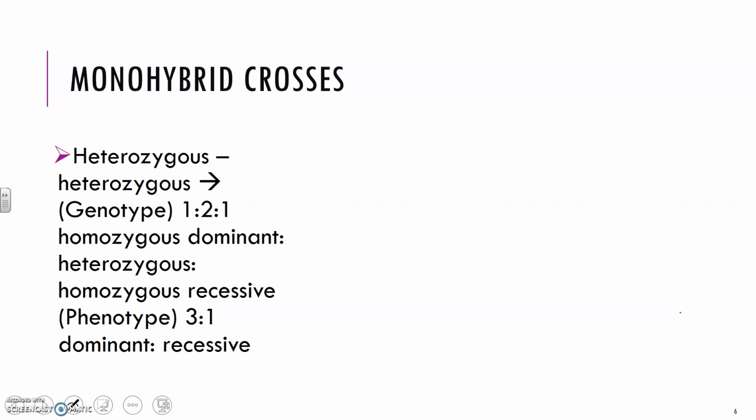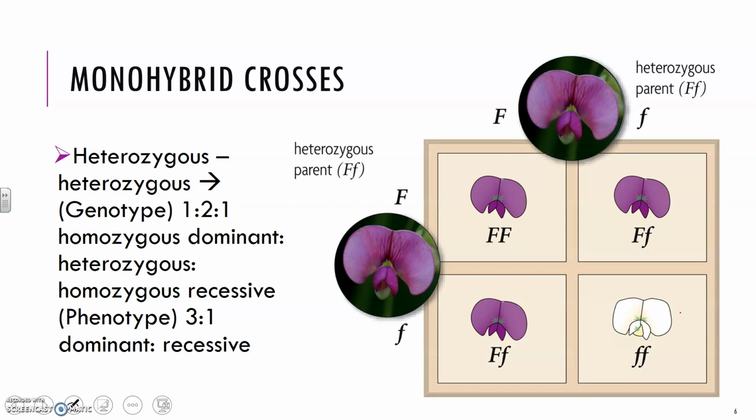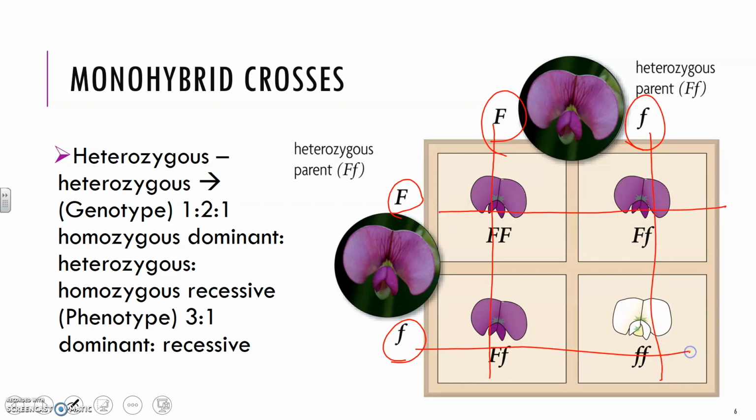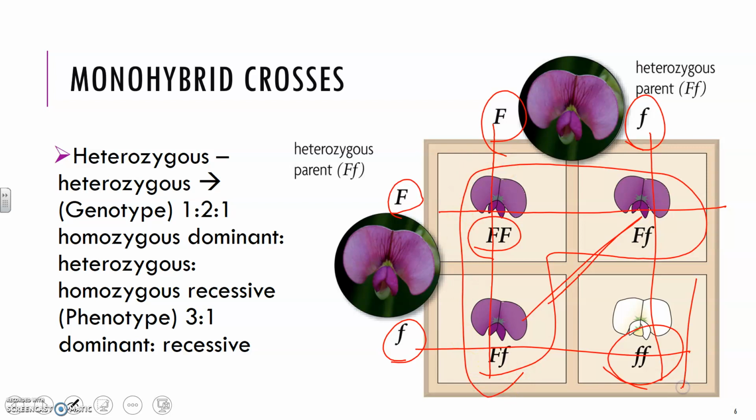So now let's look at, well, we actually already looked at this one, heterozygous and heterozygous. So this is the capital F lowercase f, capital F lowercase f. This is the one we did on the first slide. So we have two heterozygous parents, and you get the capital F goes down, capital F goes across, and then you do your lowercase f down and lowercase f across. And you get your 1 to 2 to 1 relationship in genotypes with one homozygous dominant, two heterozygous, and one homozygous recessive. And then your phenotypes, you have 3 dominants and only 1 recessive.